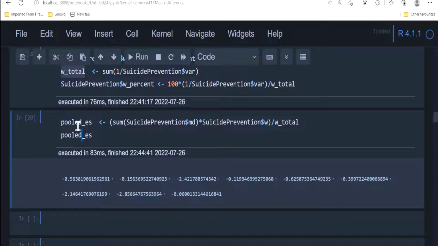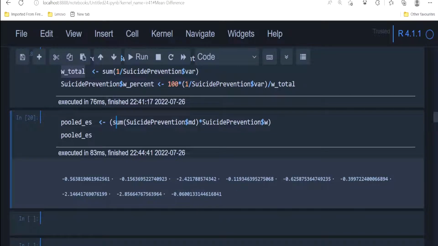Okay, pooled effect size. That seems to be wrong, because I would like to get one value. That means it's actually dividing it. Okay, seems okay, sum here, sum suicide mean difference. Let me just check this one, because it has to give me only one value, that's what I need. It's not multiple values.